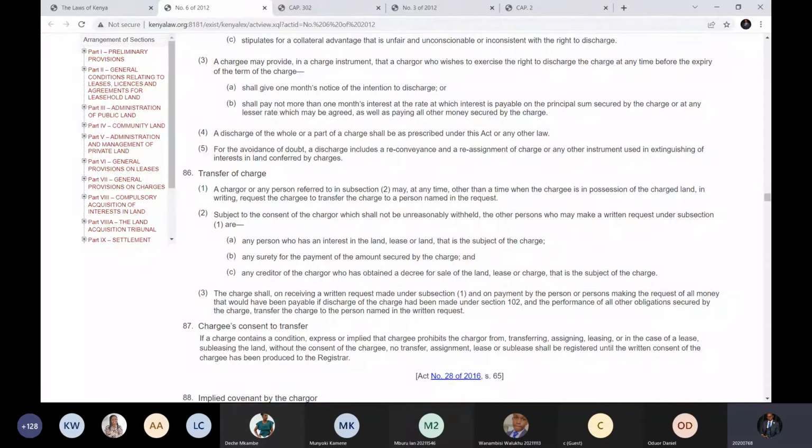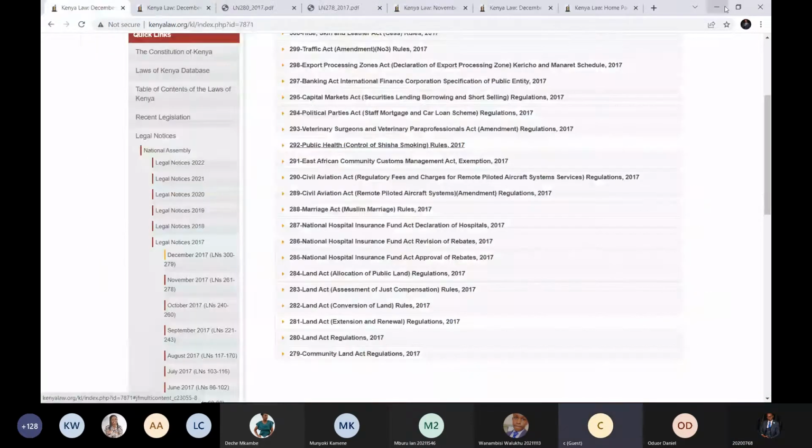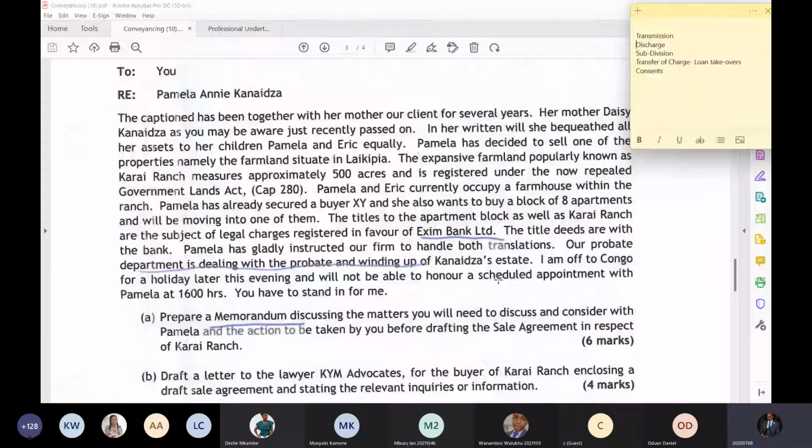Have you understood that one? Maybe do you need me to clarify some area? Yes, we have. Okay. Now in this circumstance, do we have a loan takeover or a transfer of charge happening? I don't believe so, because the purchaser is only interested in buying the land. There's no bank to do the same.